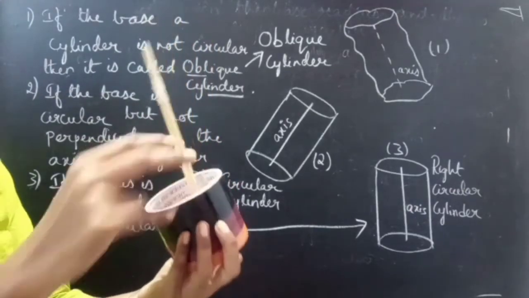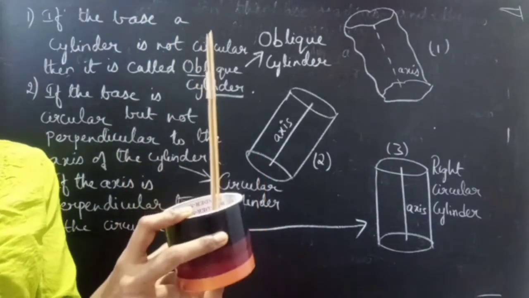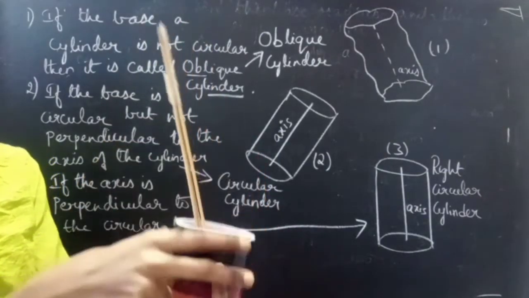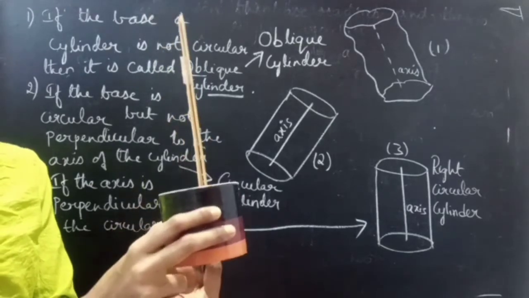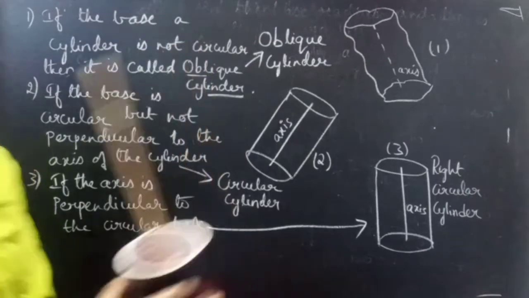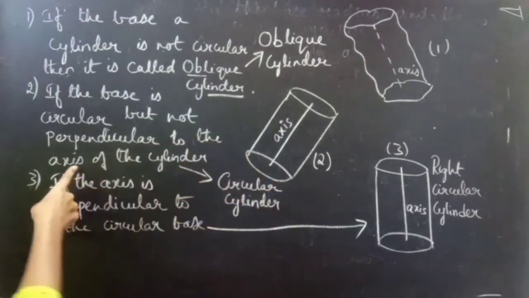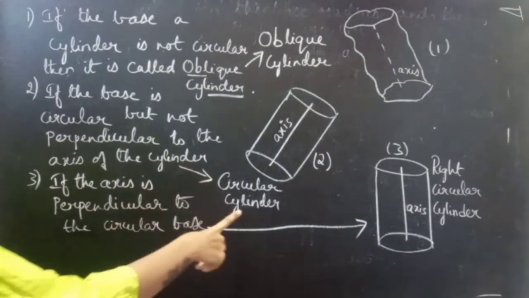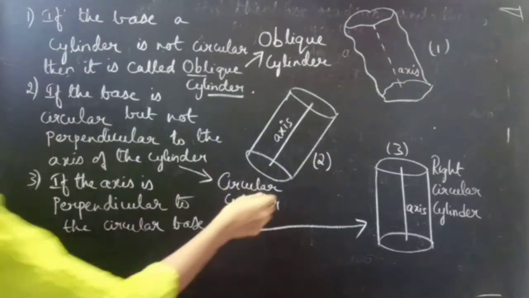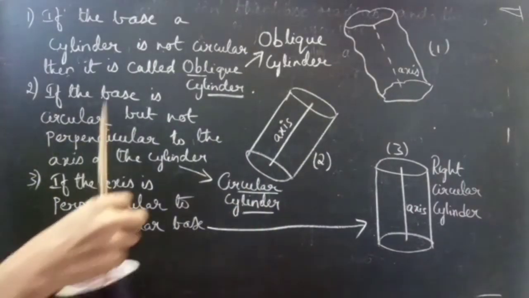Okay, the circular base is not exactly perpendicular to the axis. This is your axis, right? So here the circular base is not exactly perpendicular to the axis. Okay, then the cylinder is called a circular cylinder.